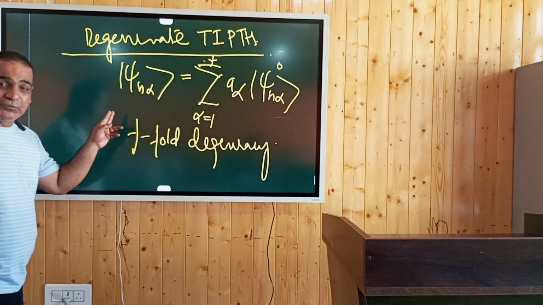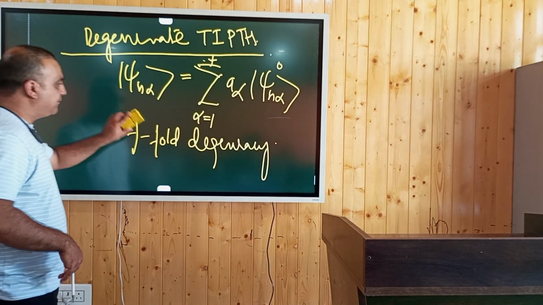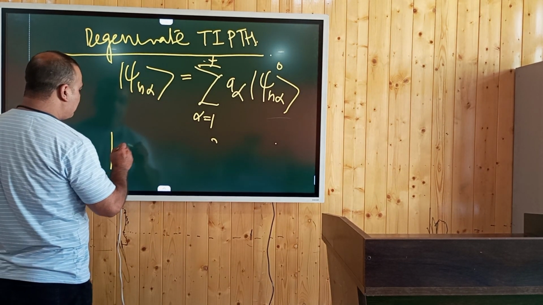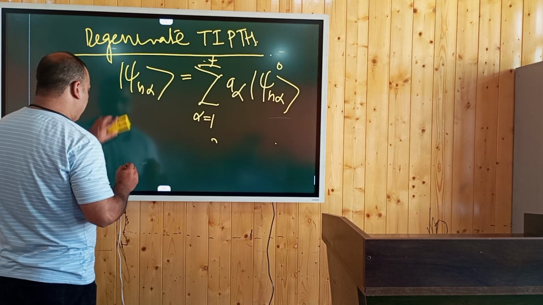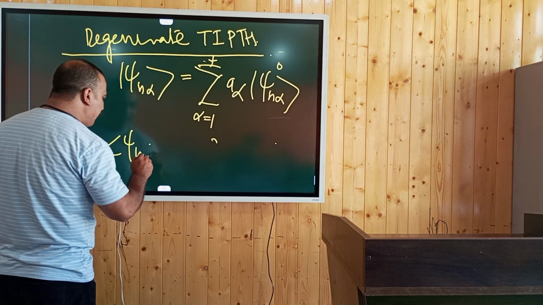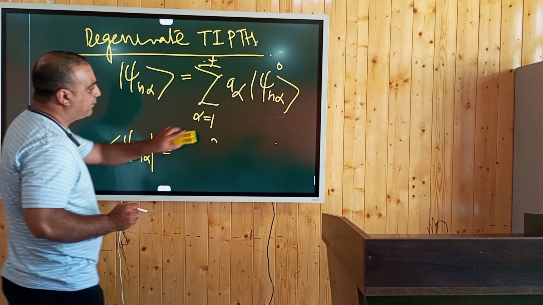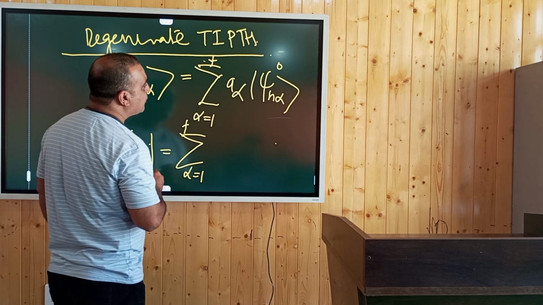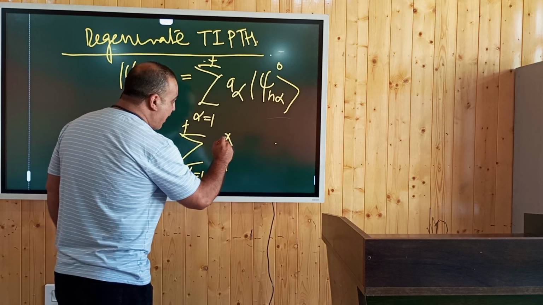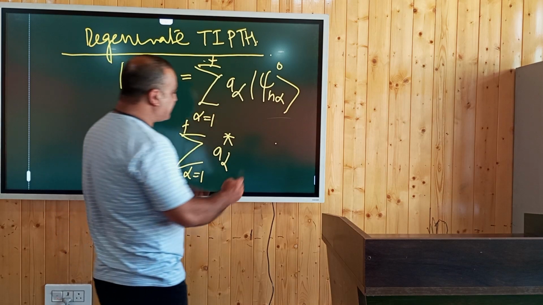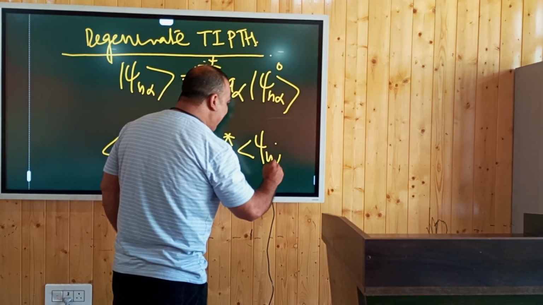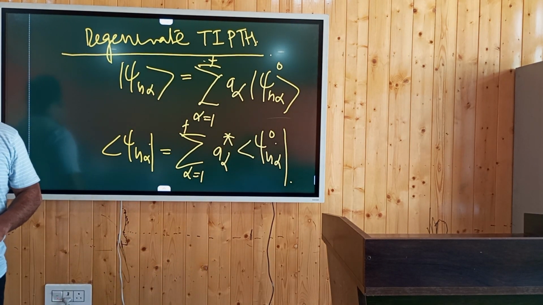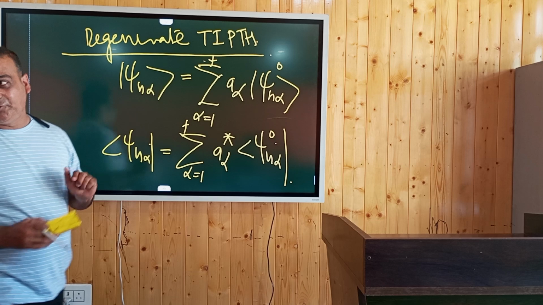If I want to write down its bra, what will I write? So for the bra, I will have psi n alpha equal to the sum, alpha running from 1 to f, of A alpha star. Am I right? Yes. And what about this? It will be the bra of psi n alpha naught. Right? These are the two equations that I choose here.